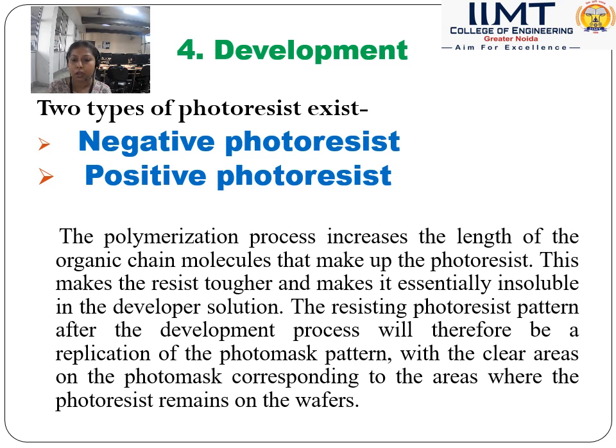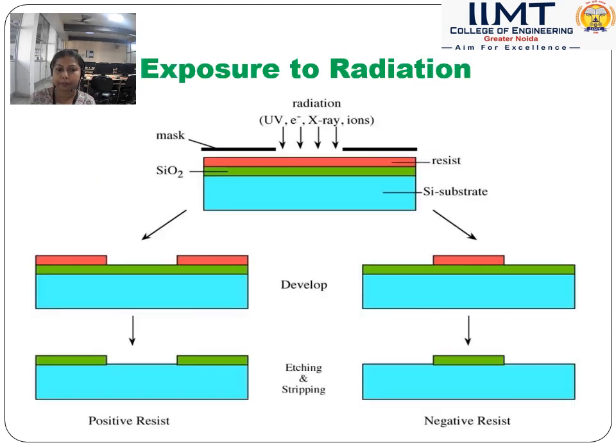The resulting photoresist pattern after the development process will therefore be a replication of the photomask pattern, and that gives us a particular area over the silicon substrate for fabrication. Here, from the diagram, we can clearly explain the fabrication of MOSFET and BJT by using positive and negative photoresist.